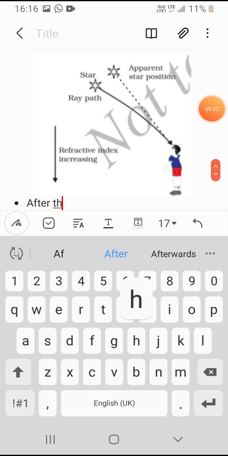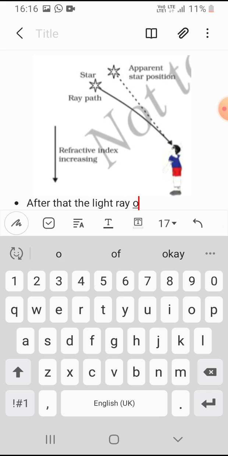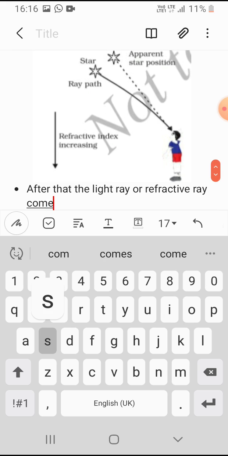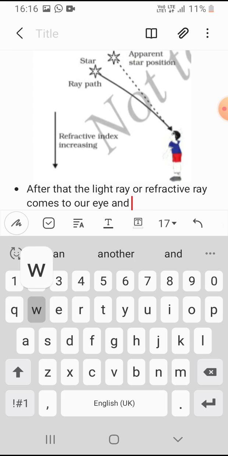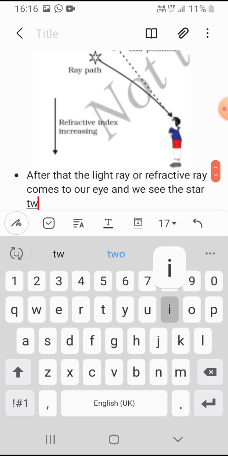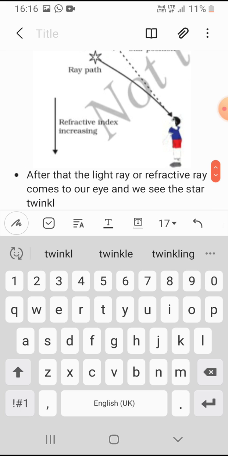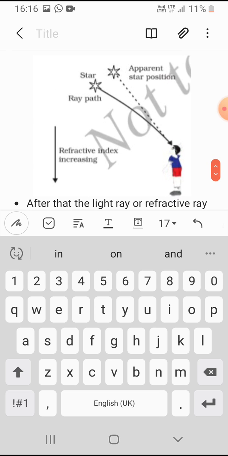After that, the refracted light ray comes to our eye, and we see the star twinkling. So we learned that in the twinkling of a star there is a hidden science: the atmospheric refraction shows us the twinkling of that star.